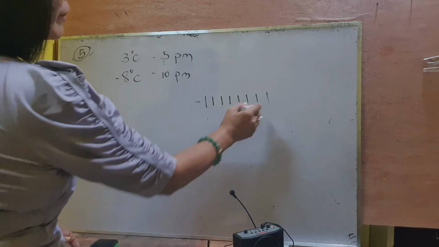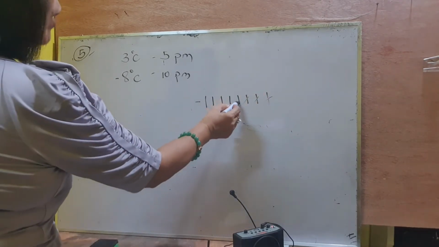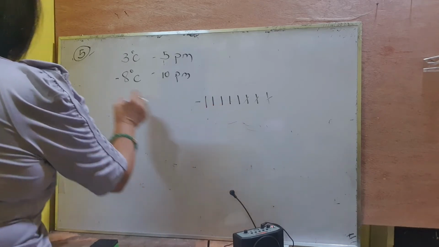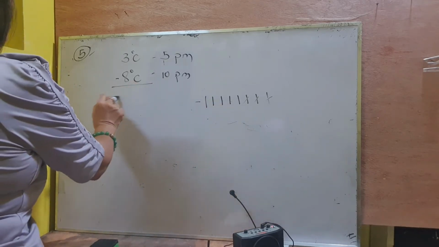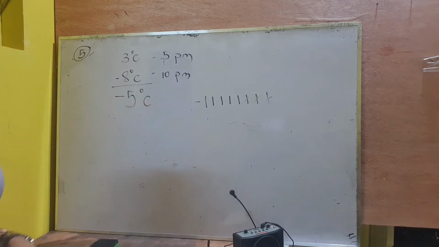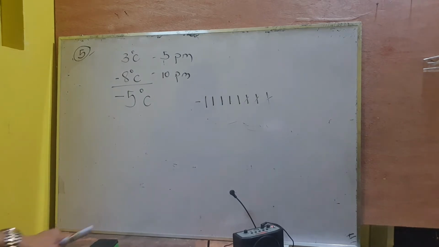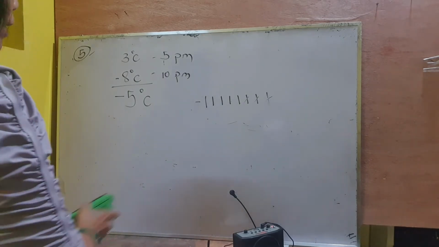So, we have here 1, 2, 3. So, ilan na natira? 1, 2, 3, 4, 5. Okay, so ang answer ninyo dito ngayon ay negative 5 degrees centigrade. Okay? So, yun yung pinakasagot ninyo, grade 7. And then, tingnan natin yung next problem.